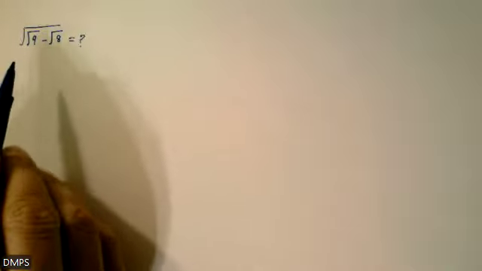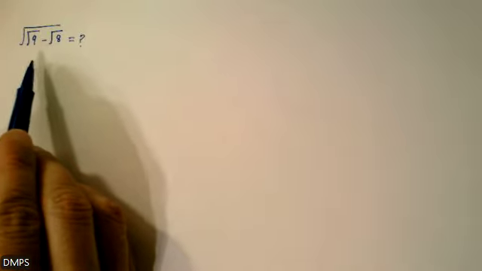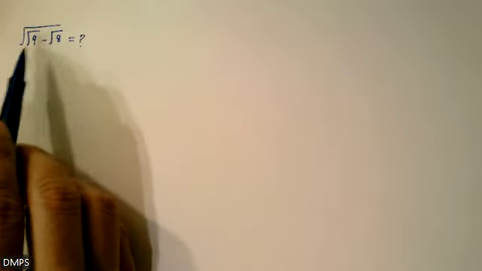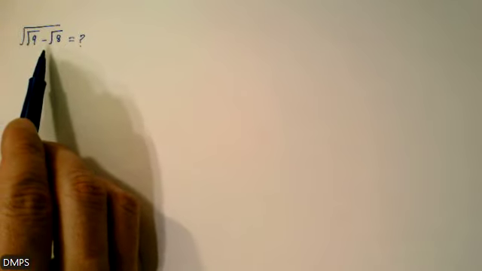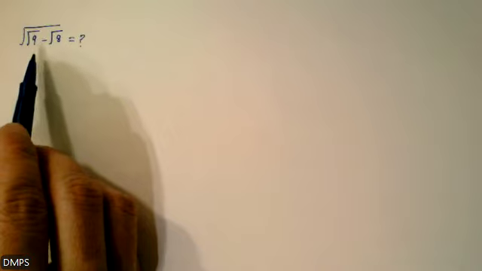Hi, we have another Math Olympiad problem. We need to find the value of this without using a calculator. It's the square root of, inside that, the square root of 9 minus the square root of 8. Let's see how we can find this.